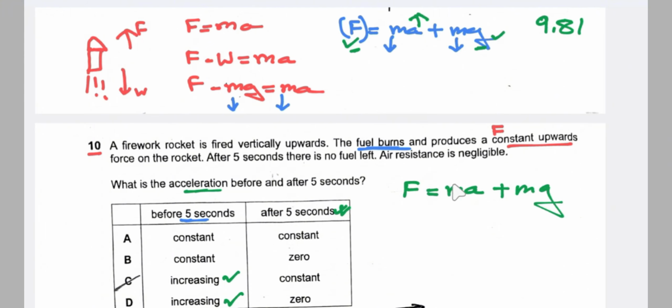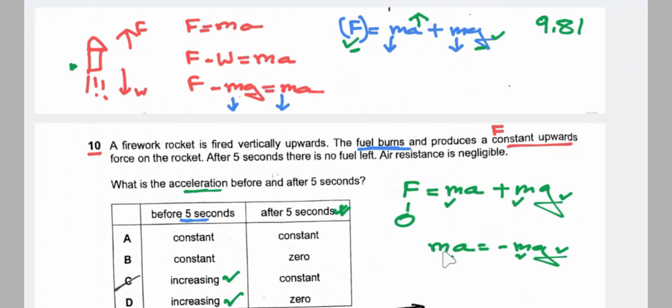For this equation, the fuel is used up, so now the mass is the mass of the rocket, and the mass of the rocket is constant. Then g is also constant, and as the fuel is used up, there is no force acting, so the force is 0. If we rearrange this equation, mass times acceleration is equal to negative mg.